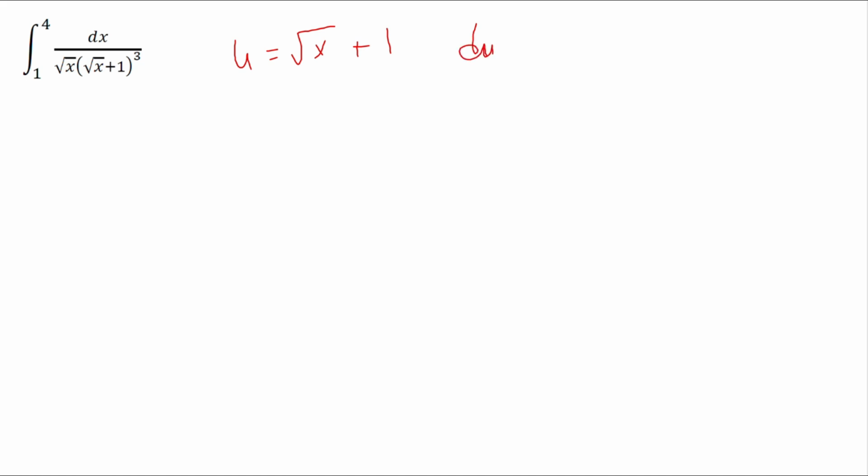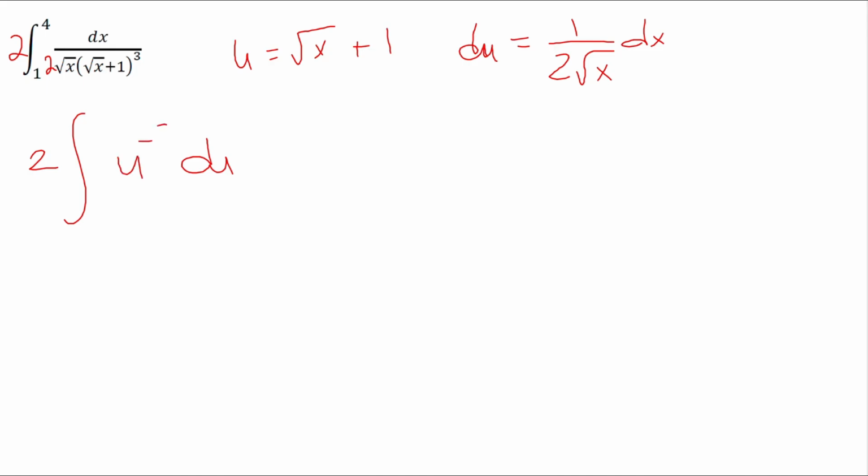Well, if u is root x plus 1, du is 1 over 2 root x. Well, I have the 1 over root x in there already, times our dx, of course. So I just really need to put a 2 down there. If I put a 2 in the denominator, I need to cancel it out with a 2 in the numerator, or just multiplying by 2 out in front. So now we end up with 2 times an integral of the dx over the 2 root x is just a du. And then the 1 over root x plus 1 cubed is 1 over u cubed, or u to the negative 3. And we do need to change our limits of integration.